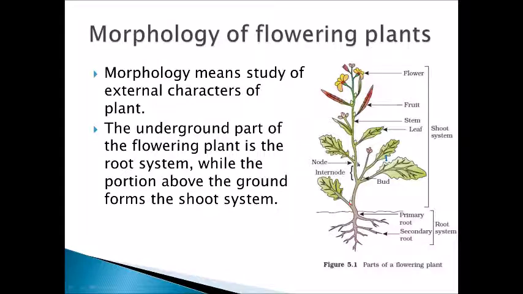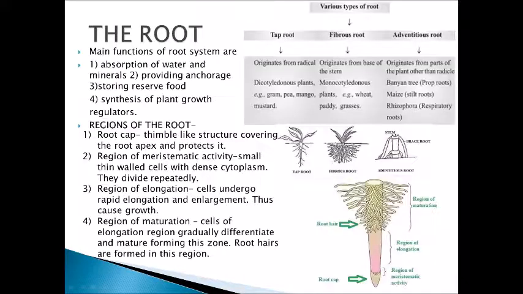So these are the typical parts of a flowering plant: the root system, which is below the ground, and above the ground, the shoot system, which has stem, leaf, flower, fruit, etc. So we are going to study all these parts in detail. First of all, we start with the root.